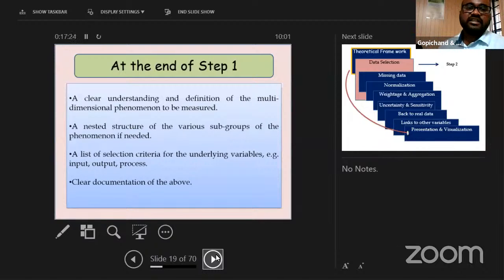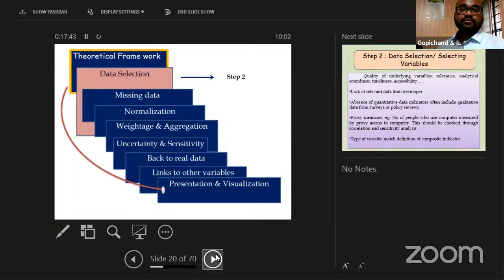At the end of step one, we should have a clear understanding of the multidimensionality and nested structure that includes dimensions, indicators and variables, and also the criteria underlying the selection of the variables. We have to document all those things.